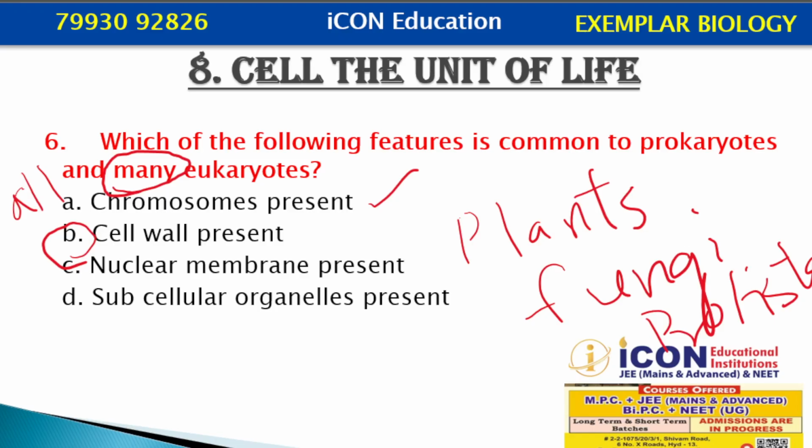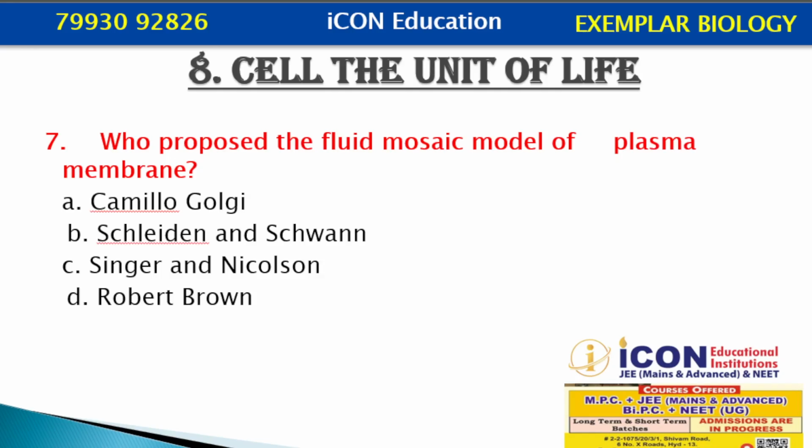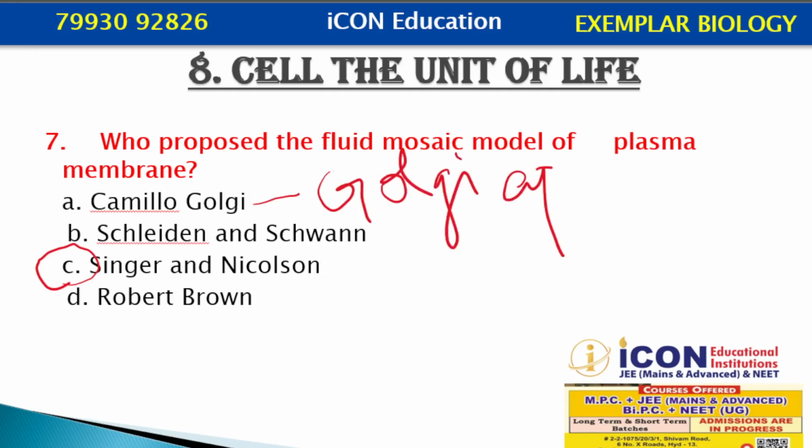Then question number 7. Who proposed the fluid mosaic model of plasma membrane? This is a direct question. The fluid mosaic model of plasma membrane was proposed by Singer and Nicolson. If you look at the other persons, Camillo Golgi, he is related with the discovery of the Golgi apparatus.